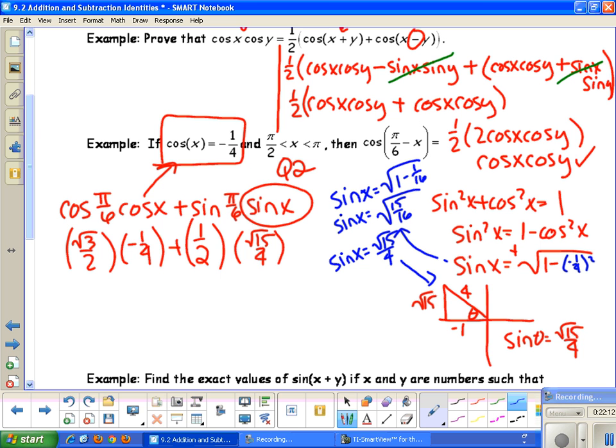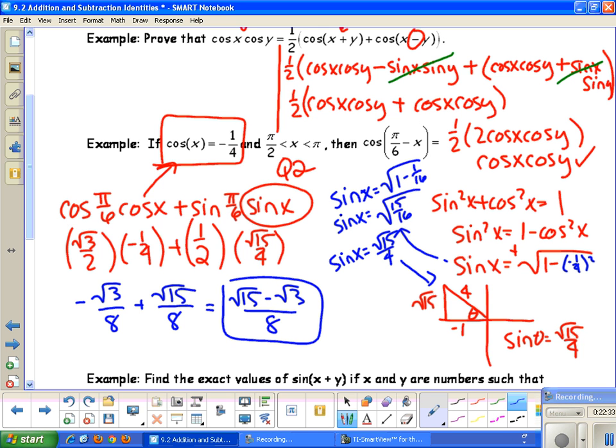Now for this, if I multiply numerator times numerator, denominator times denominator, I get negative root 3 over 8. And over here, same thing, 1 times root 15 would be root 15, and then 4 times 2 is 8. And then, of course, I can simplify this. So I'm going to write it as root 15 minus root 3 over 8. And this is what my answer would be equal to.